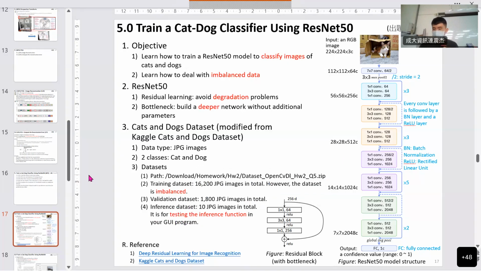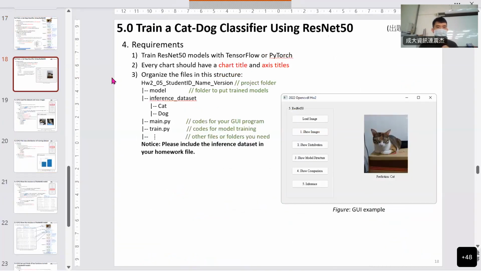Okay, so let's move on to the requirements here. You will need to train ResNet 50 models with TensorFlow or PyTorch using Python. And the second one is every chart.